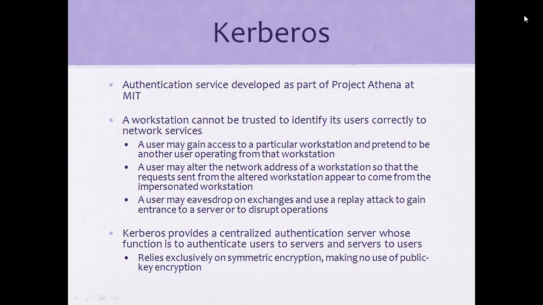And now we'll go for the third. A user may eavesdrop on an exchange and use a replay attack to gain entrance to a server or to disrupt operations. So a user may eavesdrop and may disrupt the service. If initially the user is accessing one workstation, there is a chance that another person through another workstation may disrupt the message. That is the scenario, and that's why we require an authentication process.